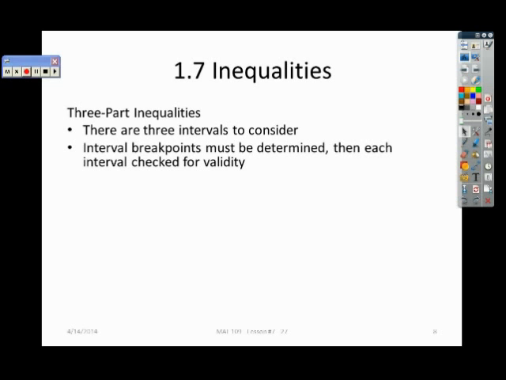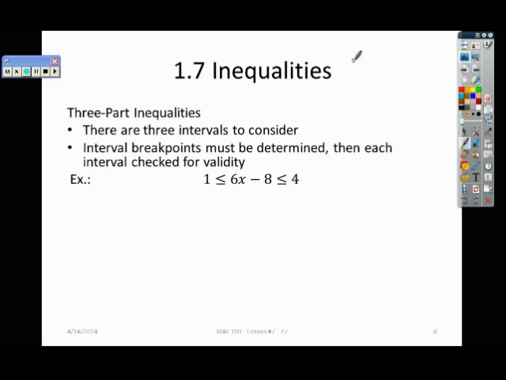Now, for linear inequalities, it's a little easier. Here's a three-part linear inequality. There are two inequalities. It's really just a combination of saying this. There's one inequality, and then I have another, but I want those to be true at the same time. And so I put them together into a three-part.